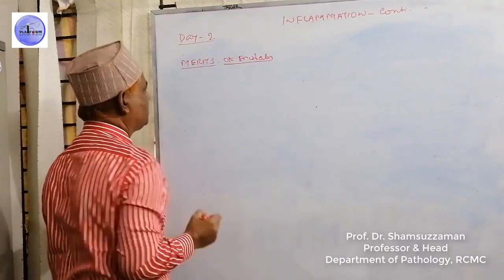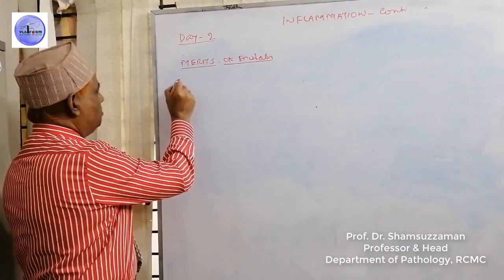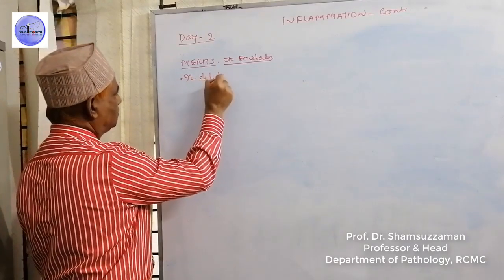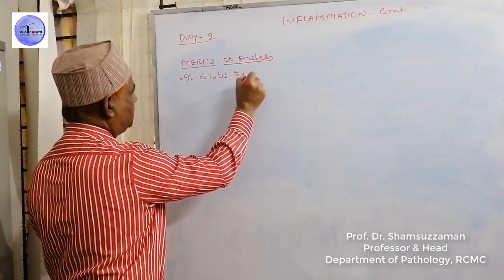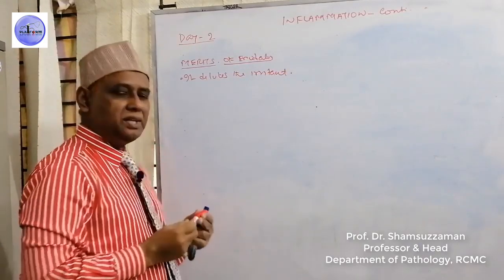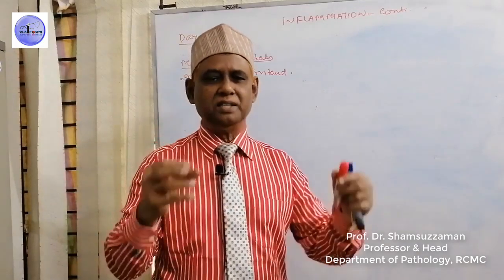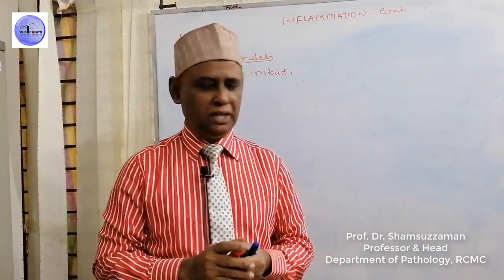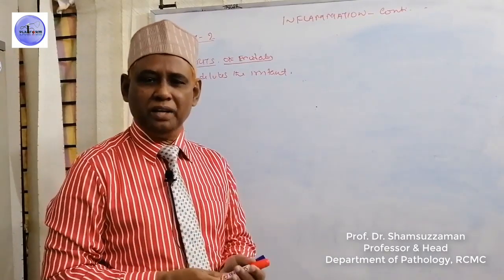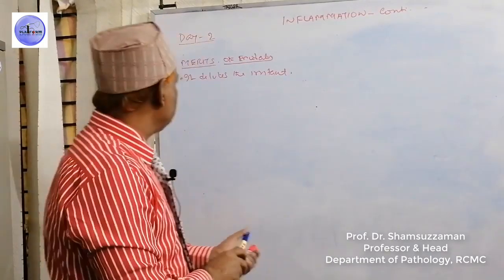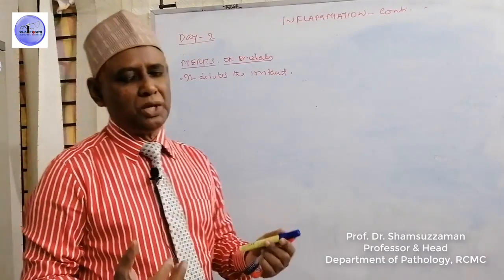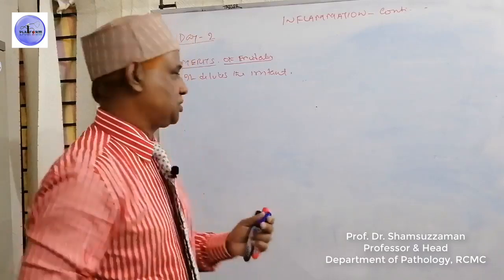Merits of exudates. Number one merit is it dilutes the irritant. That is the injurious agent that is associated with acute inflammation. This injurious agent is nothing but the irritant. The irritant is diluted by exudate. If the irritant is diluted by exudate, what will happen there? The irritation at the site of acute inflammation will be diminished.